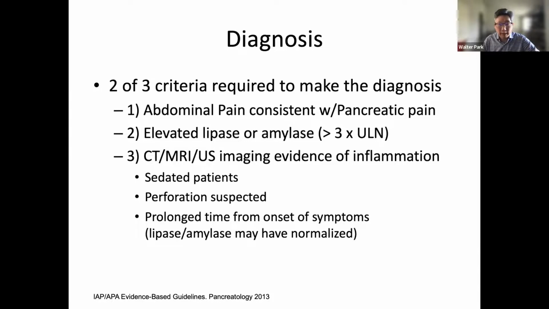So the diagnosis of acute pancreatitis, in an effort to standardize care so that providers are talking the same language when we talk about a patient with acute pancreatitis, is a clinical requirement of 2 out of 3 criteria, typically with abdominal pain consistent with pancreatitis, an elevated lipase or amylase greater than 3 times the upper limit normal, adjusting for the fact that while these are fairly specific markers, there can be false positives or non-pancreatic causes. And finally, if these 2 criteria cannot be met upon clinical evaluation, the use of CT, MRI, or ultrasound imaging showing evidence of inflammation may be indicated to demonstrate and confirm pancreatitis, particularly in sedated patients, or perhaps in patients where beyond pancreatitis, perforation may be suspected, or that there's been a prolonged time of onset such that the lipase and amylase may have normalized given its half-life.